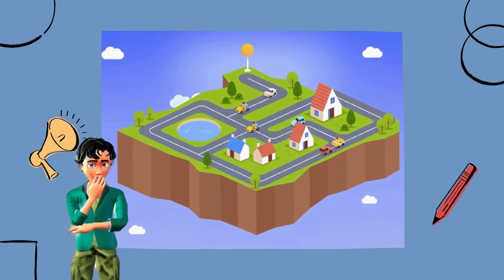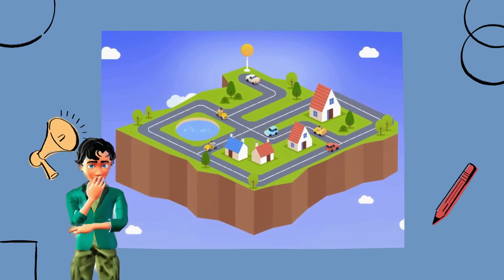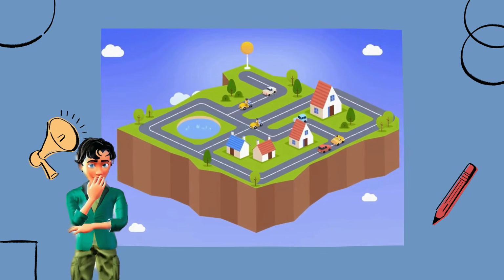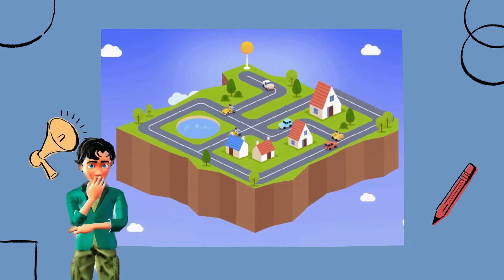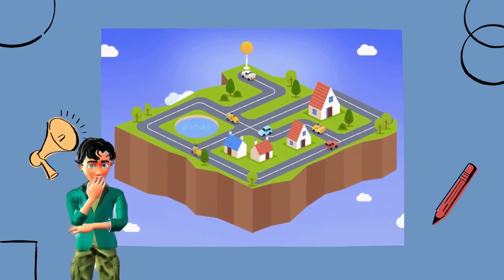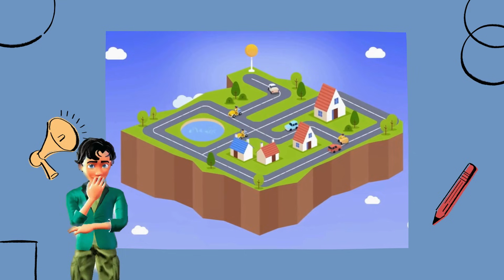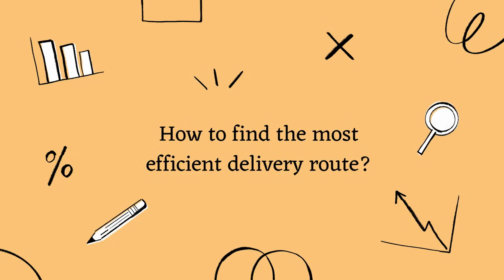Have you ever seen a courier who seems to be going around the same road over and over again? On this map, the courier is going back and forth using the same route. It's not wrong, because he has to make sure all routes are serviced. The question is, how do you find the most efficient delivery routes?